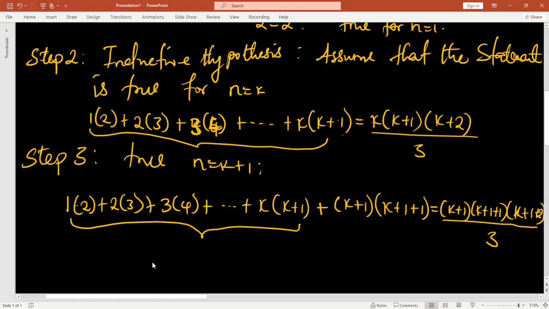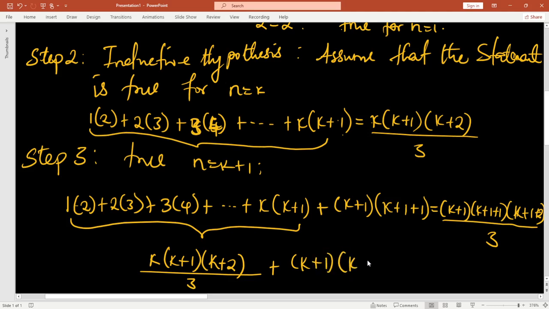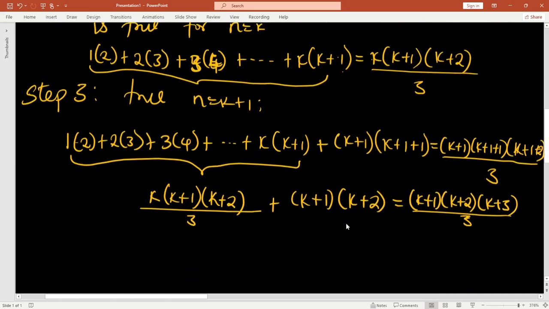So there we have k open brackets k plus 1, k plus 2, divided by 3, plus k plus 1, plus 2 equal to, open brackets, k plus 1, k plus 2, and k plus 3, divided by 3. So now our goal here is to show that the left hand side is equal to the right hand side. So we just simplify what we have on the left hand side.